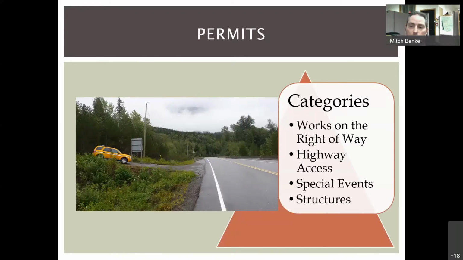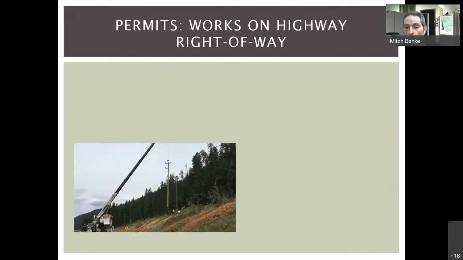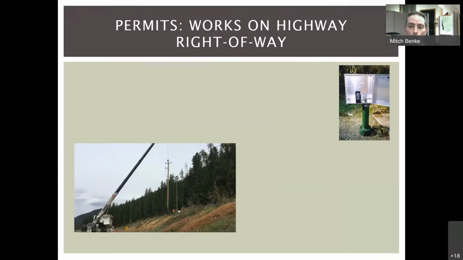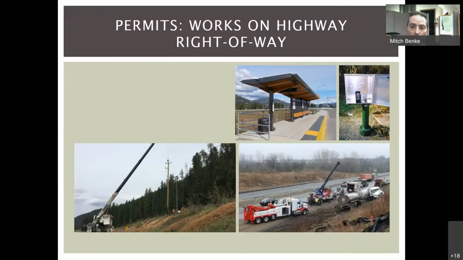Development services issues many types of permits, and they all fall into four categories: works on the right-of-way, access, special events, and structures. Works within highway right-of-way include utility construction, exploratory surveys, bus stops, shelters and benches, road works, signs, mail and newsletter boxes, sidewalks and landscaping, cattle guards and gates, fencing, street lights, and traffic signals.